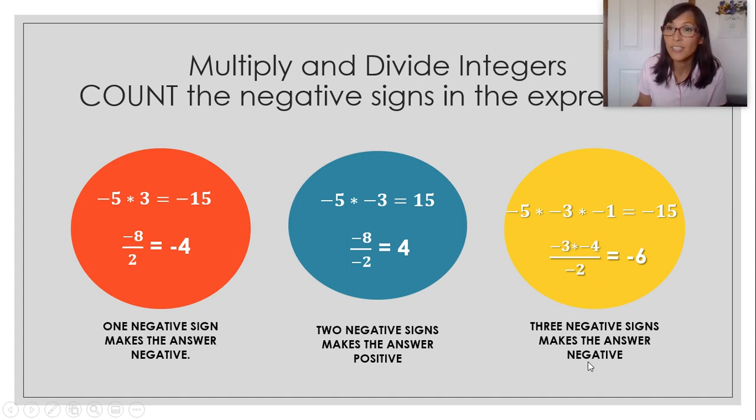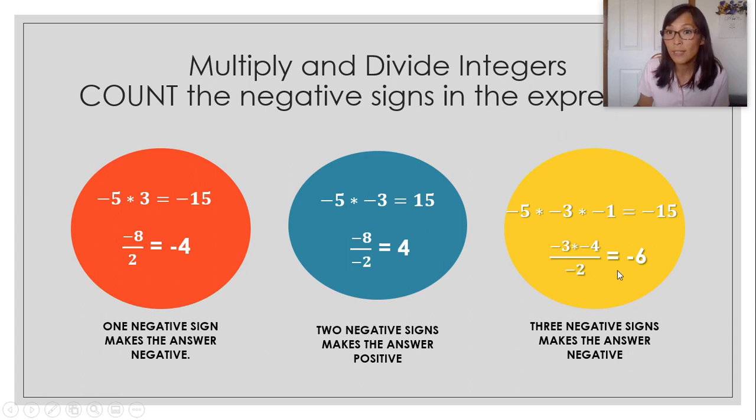But what if I have three negative signs in my expression, like negative 5 times negative 3 times negative 1? All I have to do is multiply 5 times 3 times 1, which is 15, and then because there are three negatives, my answer is going to be negative. And then if you're dealing with all multiplication and division, you can do this. So if I have 3 times 4, that is 12, and then 12 divided by 2 is 6, there are three negatives, so my answer is going to be negative 6.